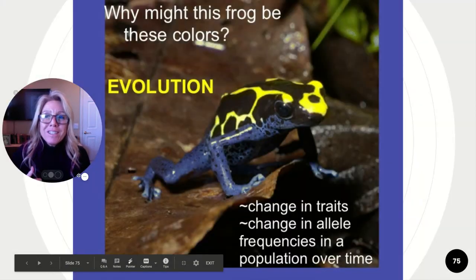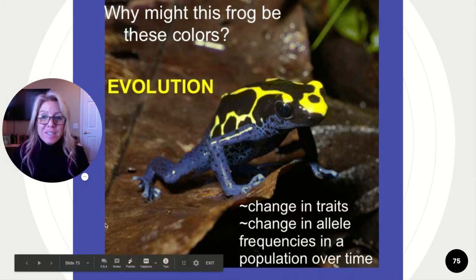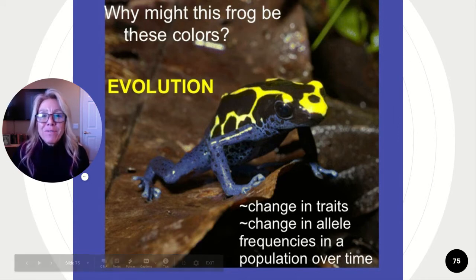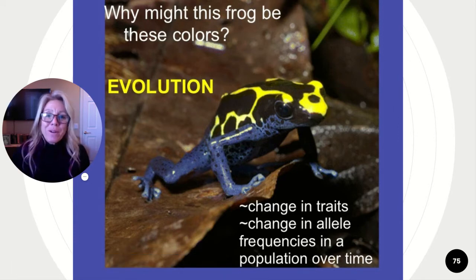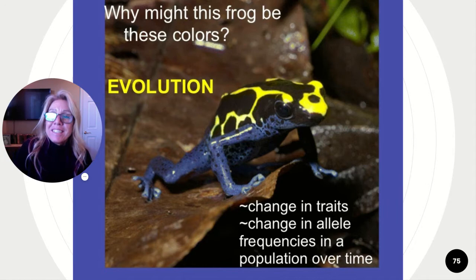The first thing we need to know is, let's start with this frog. Why might this frog, who is brightly colored, why might it be those colors? Is it possible that this frog is poisonous and you want to advertise the fact that you're poisonous so that other organisms don't eat you, right? And they learn quickly, if you eat the yellow ones, then you get sick.